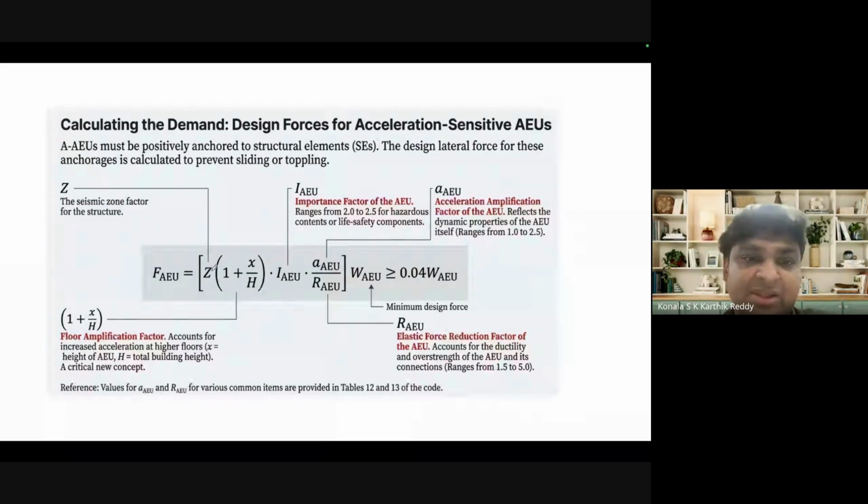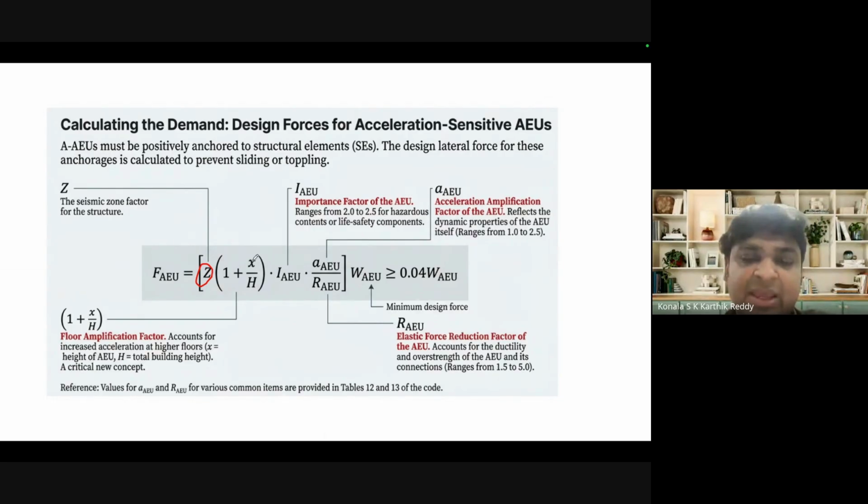Z is typically the zone factor. You can adopt this particular zone factor from the structure. While you are designing the structure for earthquake resistant design, you will be having some zone factor, right? The same zone factor can be placed even here. And 1 plus x by h.